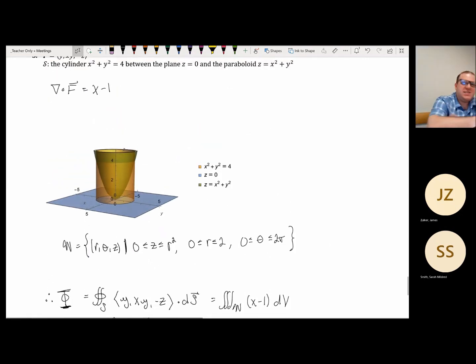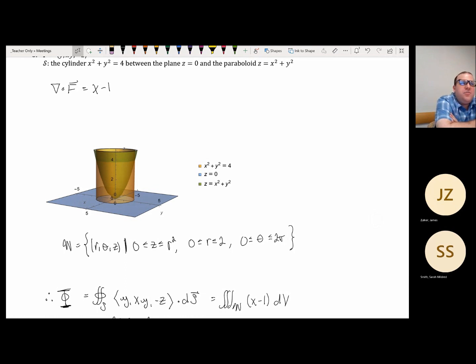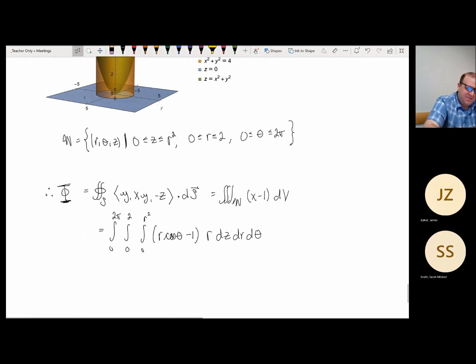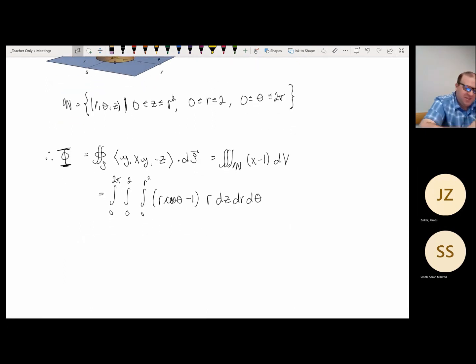This is actually an example of making a mistake early on and still getting the right answer, as I did in my notes, because I wrote divergence as y minus 1, which is clearly not correct. But it doesn't cost me, because this part would still integrate out to 0. So I got lucky.